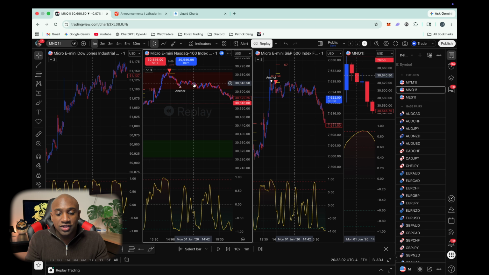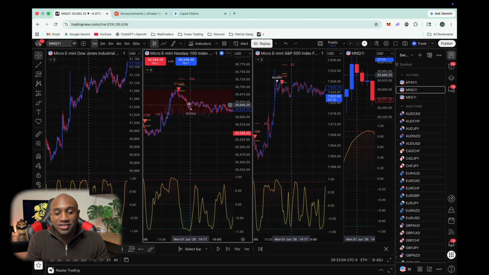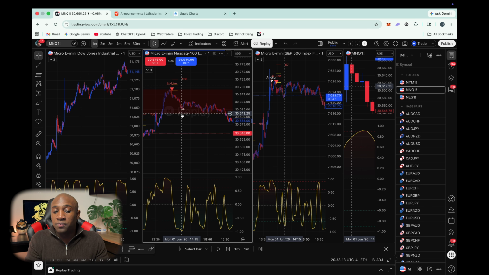Now, unfortunately, this play did not give me the pullback because I have to play these entry lines right here. They need to come back and then they can continue to fall.